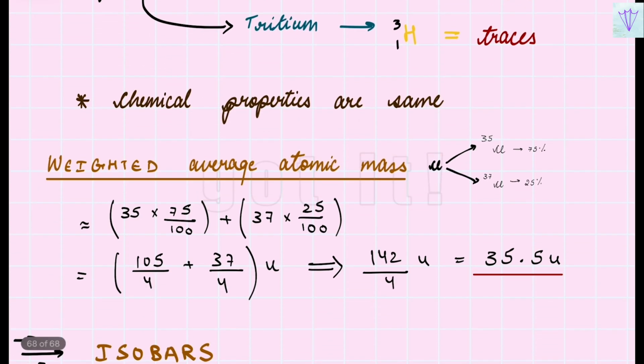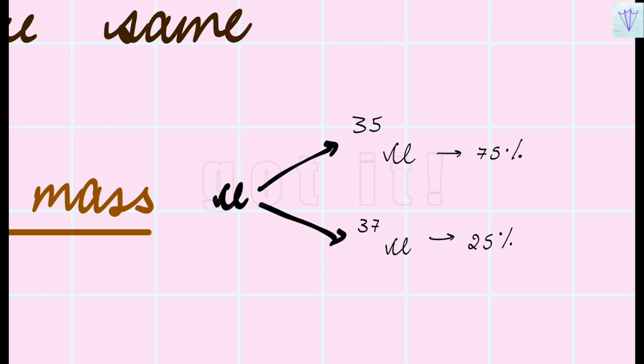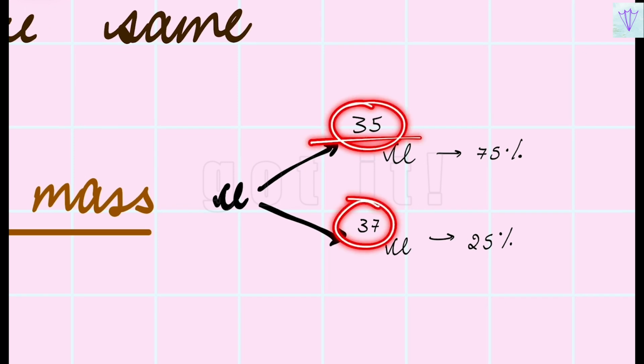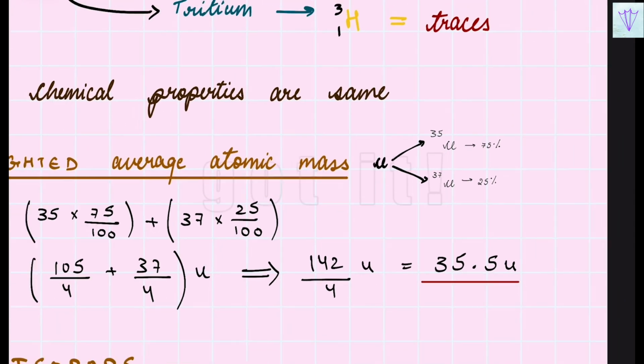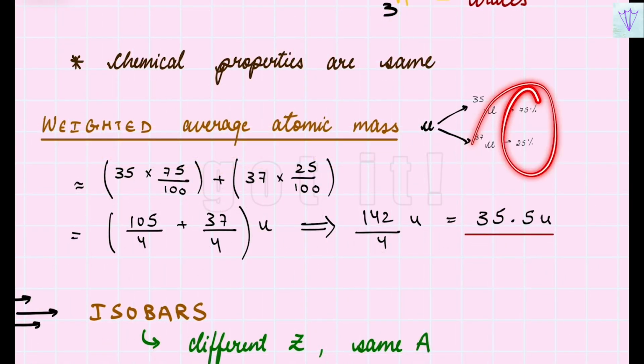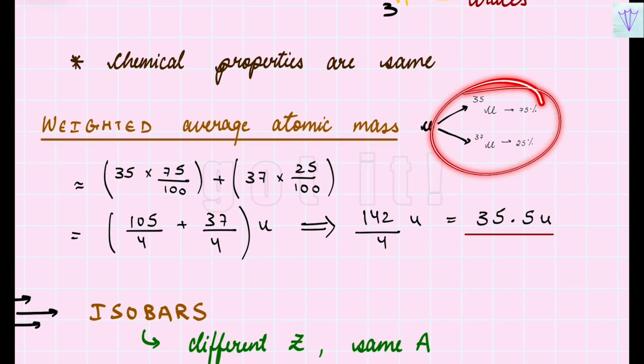Their chemical properties are the same because the atomic number is the same. When you come to the weighted average atomic mass, for example in chlorine, it has a mass number of either 35 or 37. With mass number 35, it is available 75%. With mass number 37, it is available 25%. You cannot simply average these two numbers; we have to find the weighted average atomic mass according to the availability. This is how you calculate it, and you get the cumulative value of 35.5 U. In this way, you will be finding the weighted average atomic mass.